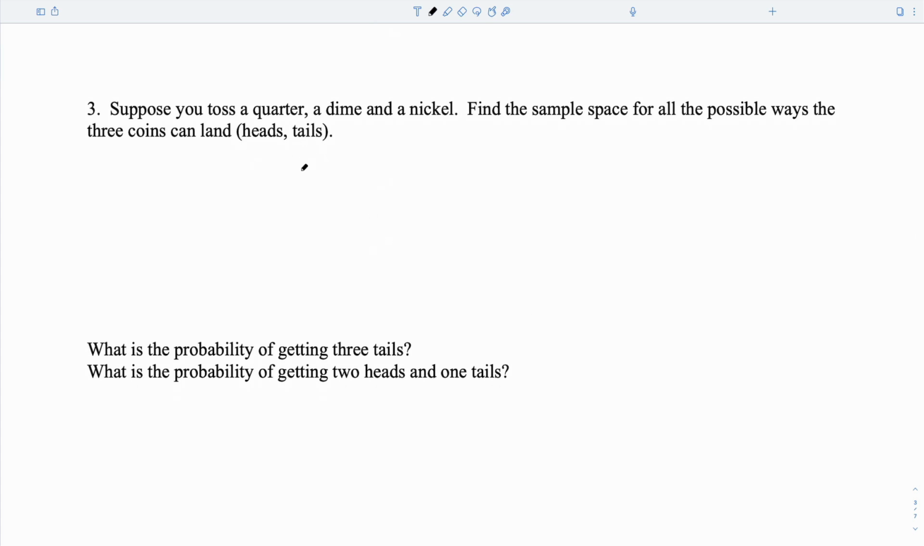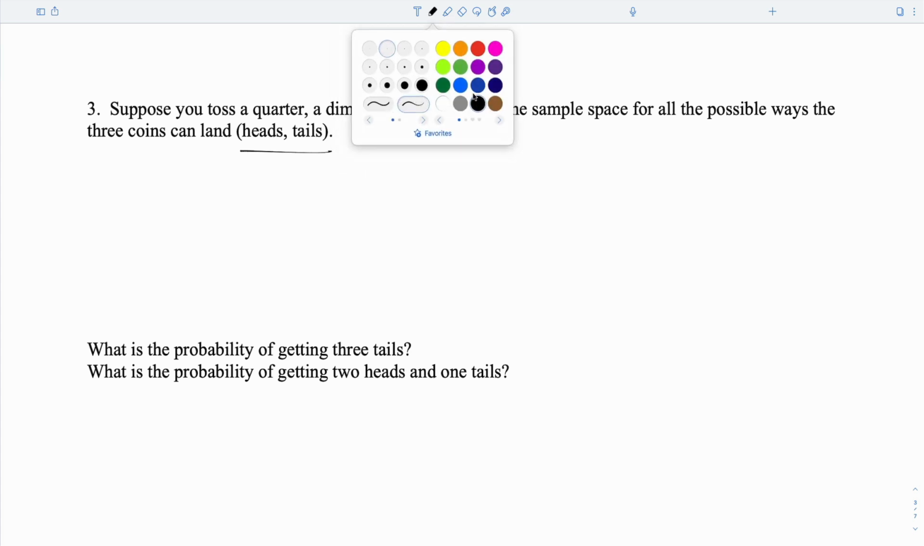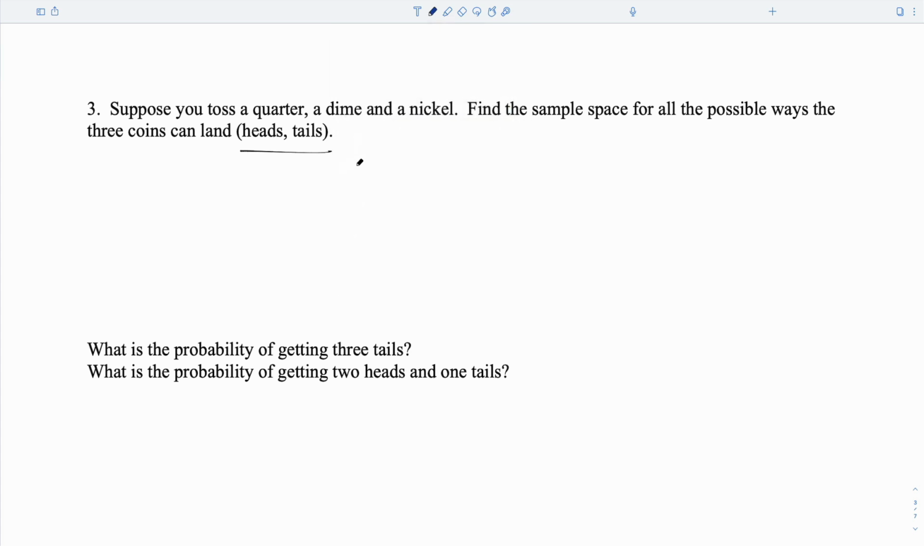Another one. Suppose you toss a quarter, a dime, and a nickel. We want to find the sample space for all the possible ways it can land heads or tails. This one's a little trickier, so track the board and notice the difference. We have a nickel that we're going to flip, and it's going to be either heads or tails. That's flip number 1. Write that on your board or paper, Taylor. Put it down.